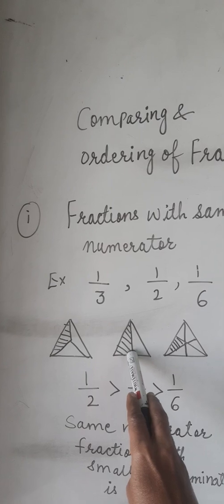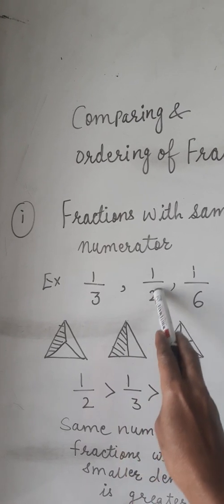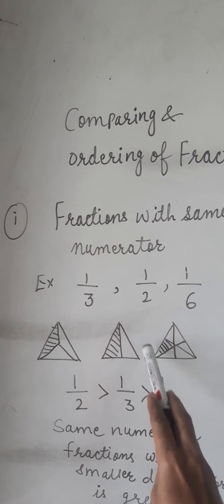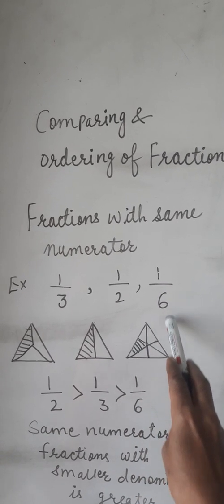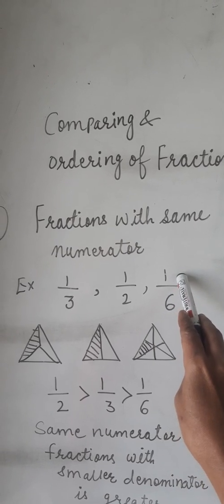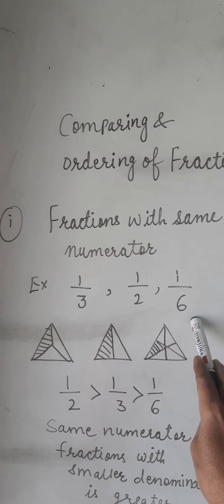In this triangle we have divided into 2 equal parts and the shaded portion is representing 1 upon 2. The triangle has been divided into 6 equal parts and it is represented as 1 upon 6. The shaded portion is representing 1 upon 6.